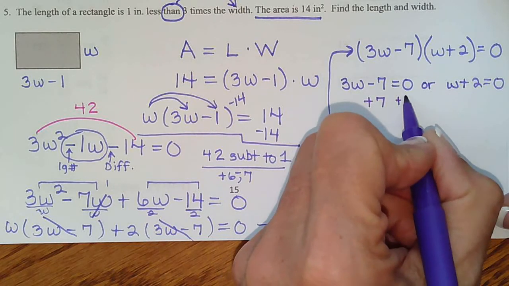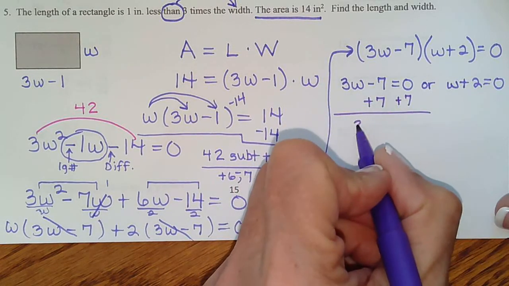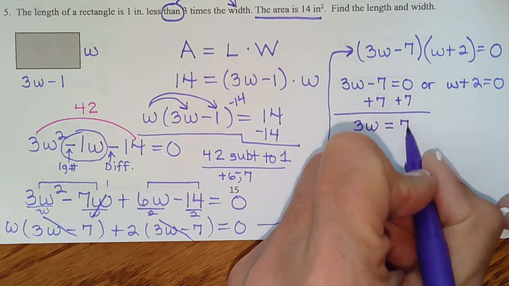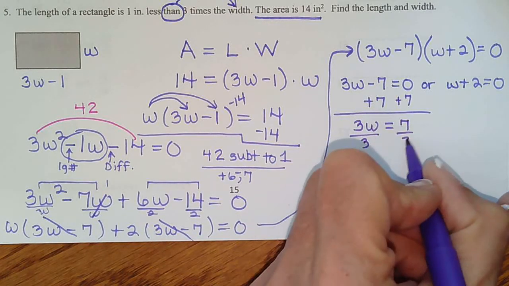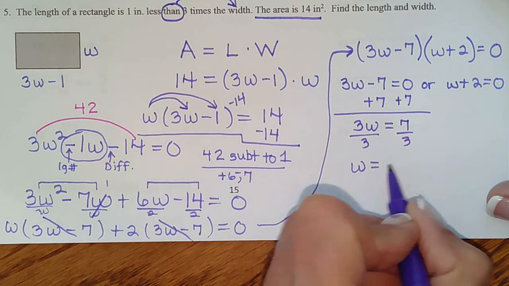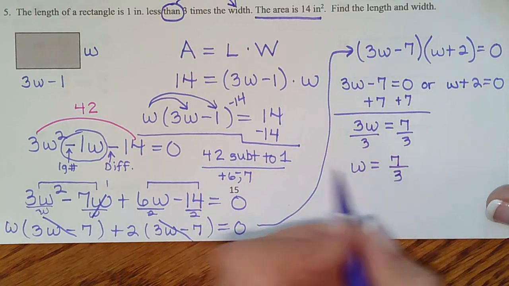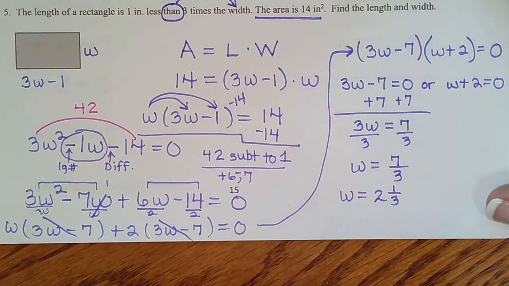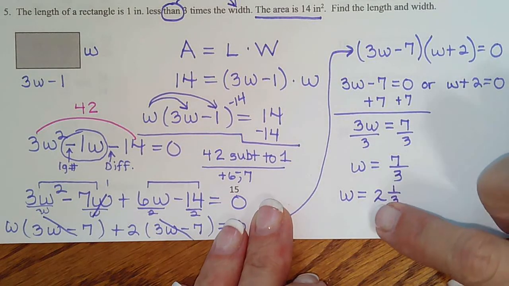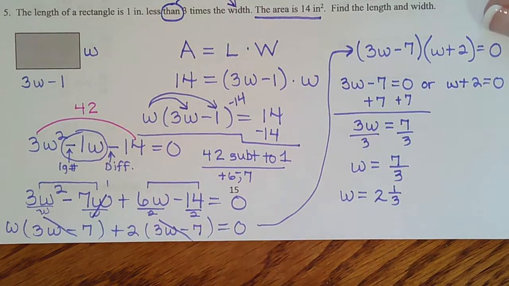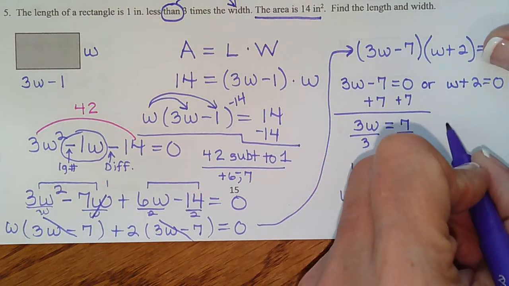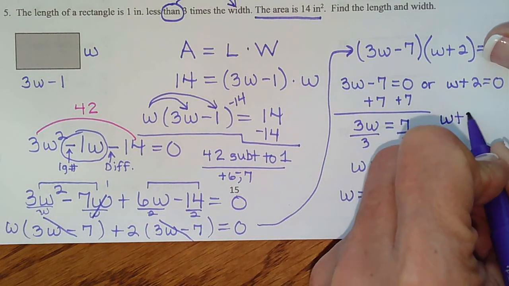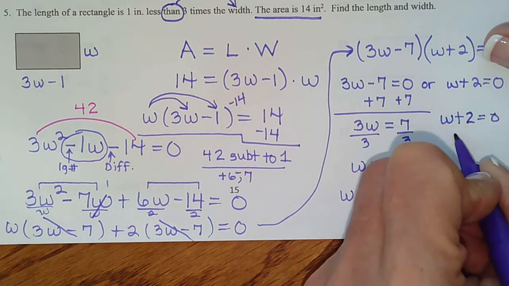Add 7: 3W equals 7. Divide by 3: W is 7/3. Since this is a word problem, it might be a better idea to write 2 1/3. 3 goes into 7 twice with 1 left over. Your calculator does that too if you can't do it in your head. And to solve the next one, we subtract 2.